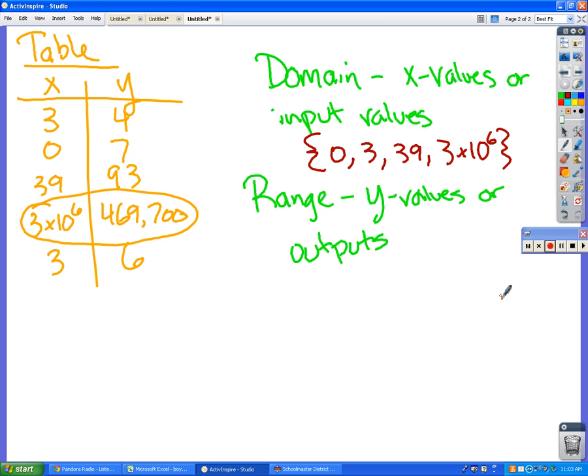I'll try and be a better teacher and list them in order this time. Wait, did we have to put 3 twice? No, for the domain you don't have to put that in there twice. The only time you have to put it in there twice is if you have the table or the ordered pairs. And then what would you say the range is? And again, I'm going to list them in numerical order. 4, 6, 7, and that really big one. Right.